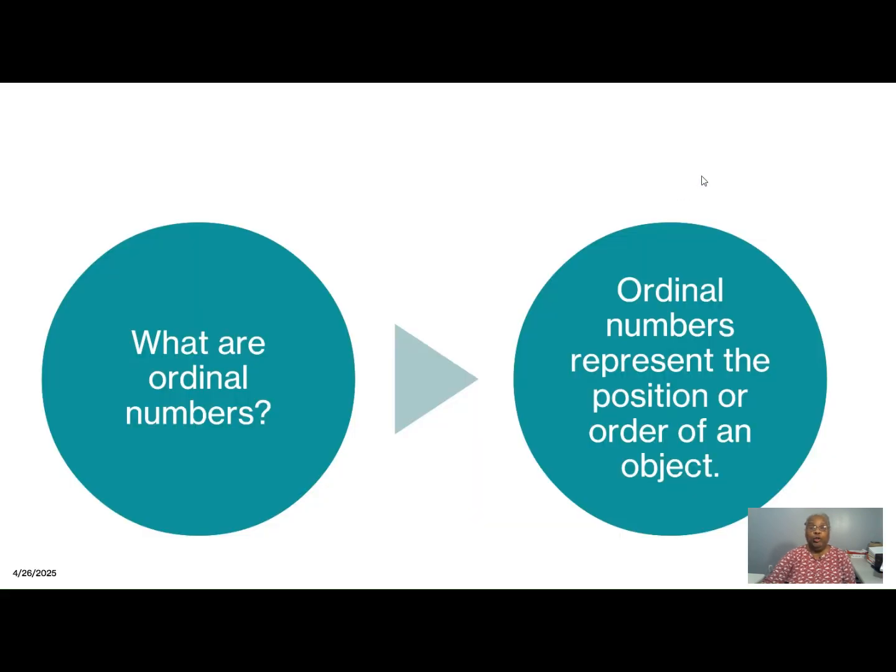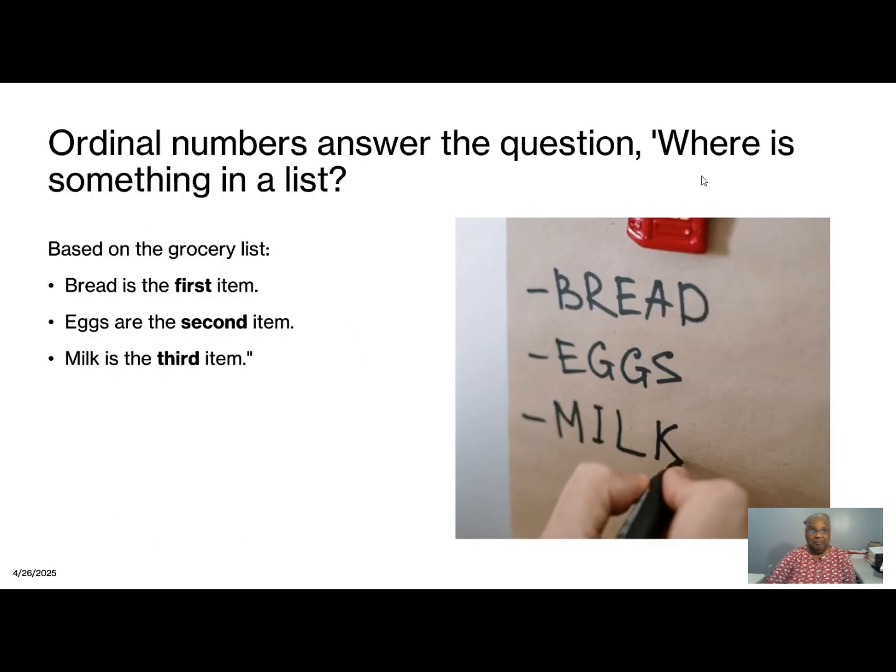What are ordinal numbers? Ordinal numbers represent the position or order of an object. Ordinal numbers answer the question, where is something in a list? Based on the grocery list, bread is the first item. Eggs are the second item. Milk is the third item.